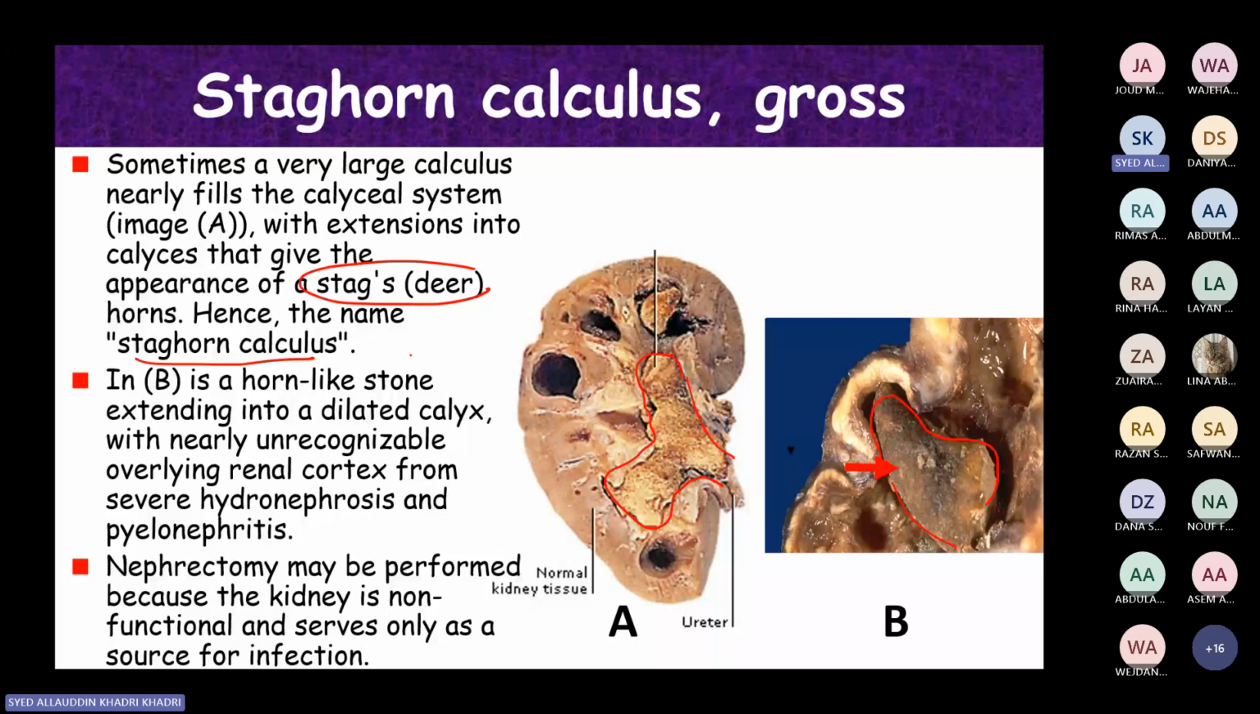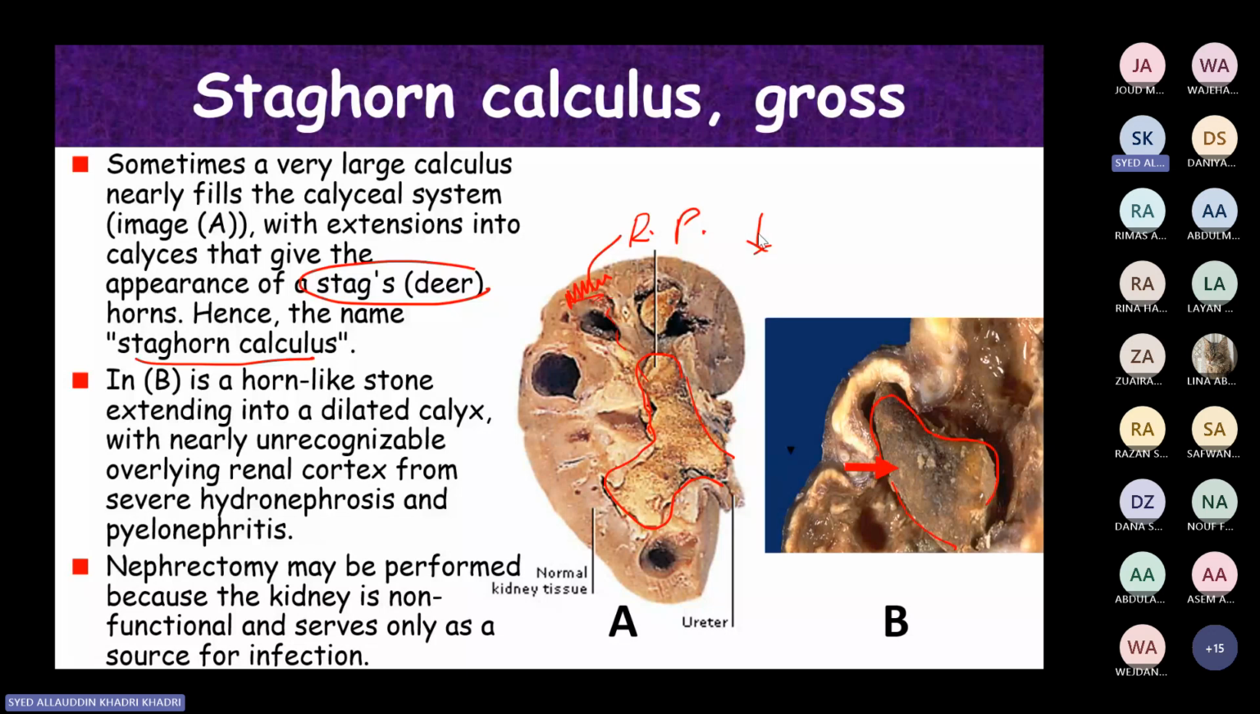So the cortex is actually, when you go on and on, this will compress. This area will be compressed totally, and the renal parenchyma actually becomes decreased. Okay, and it's very important for filtration of our blood. So sometimes it becomes unrecognizable. Also in CT scan, it becomes very thin, and this will cause severe hydronephrosis and pyelonephritis.